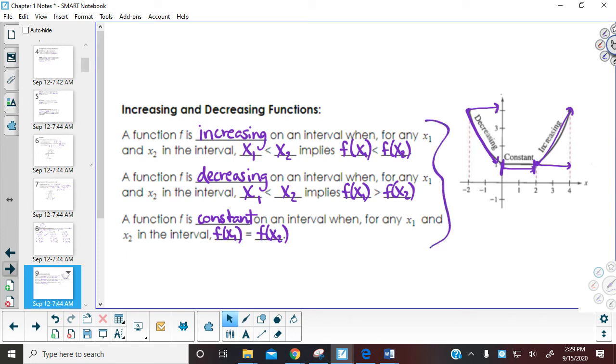If you think about it, as you read left to right, if it's getting smaller, it's decreasing. As you read left to right, if it's staying the same, it's constant. As you read left to right, if it's growing, it is increasing.